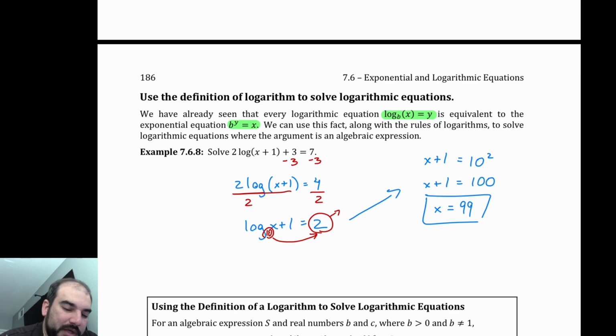Right, and if you want to check your answer here, it's pretty easy. You can take this 99 and plug it into your original equation. Log of 99 plus 1 is a log of 100. Log of 100 using some properties of logs will end up being 2. So this will end up being 2. 2 times 2 is 4, plus 3 does equal 7. So you can check your work by taking this answer and plugging it back into the original equation.